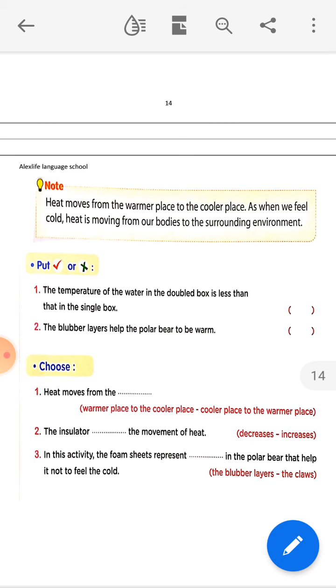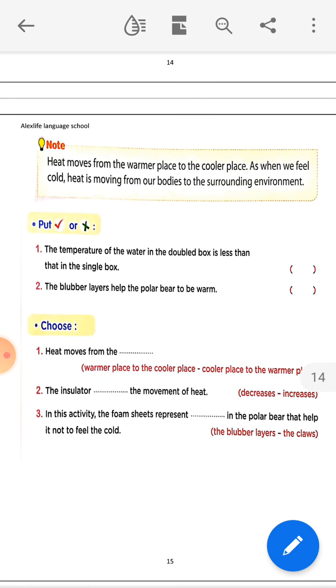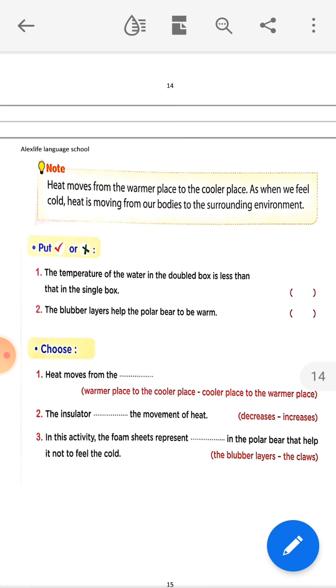Put right or wrong. The temperature of the water in the double box is less than that in the single box. This is a practical experiment. Imagine you wear a sack on your hand, then put your hand inside the sack in a box of ice. You will feel very cold. Okay, this is the first part.